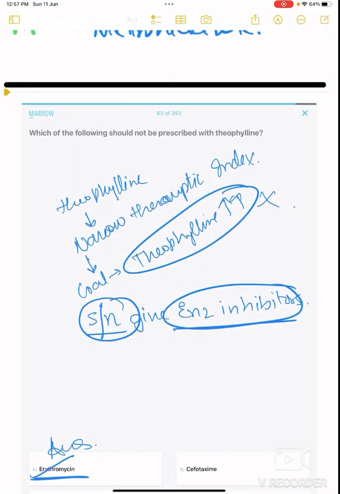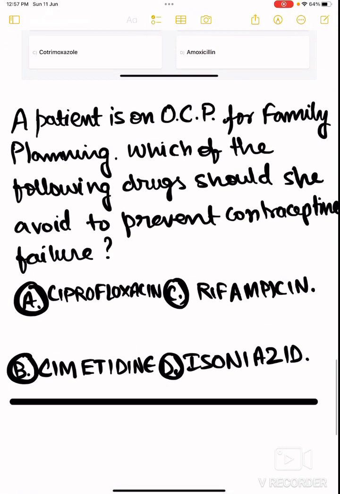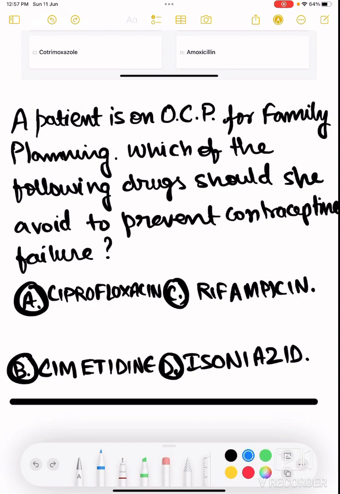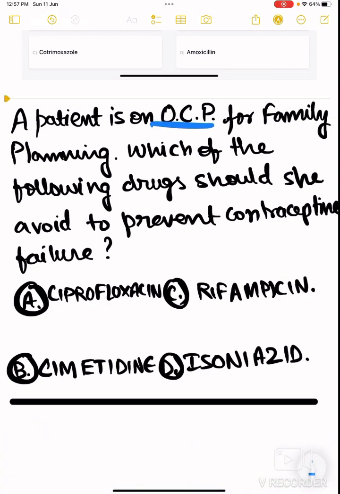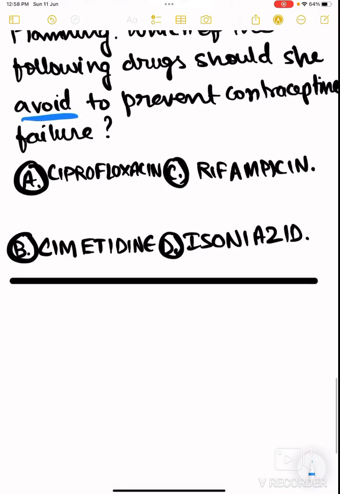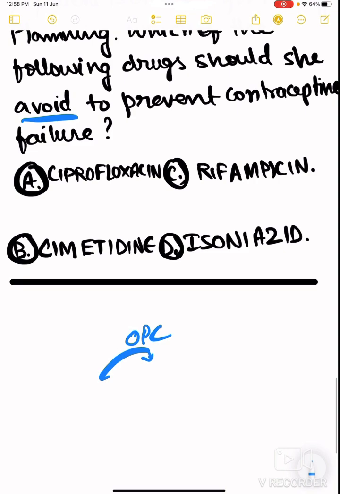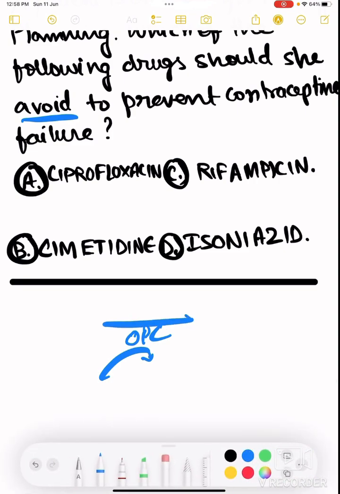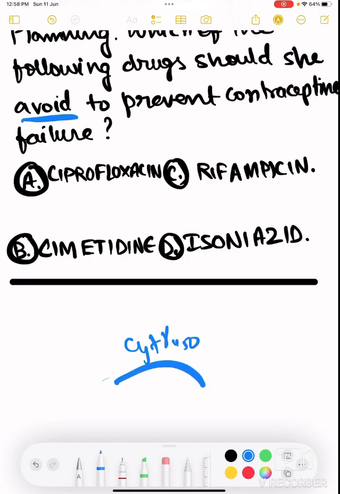Okay, now coming to question 2. A patient is on an oral contraceptive pill for family planning. Which of the following drugs should be avoided to prevent contraceptive failure? See, now OCP is metabolized by cytochrome P450. There is cytochrome P450 and OCP is degraded by it.